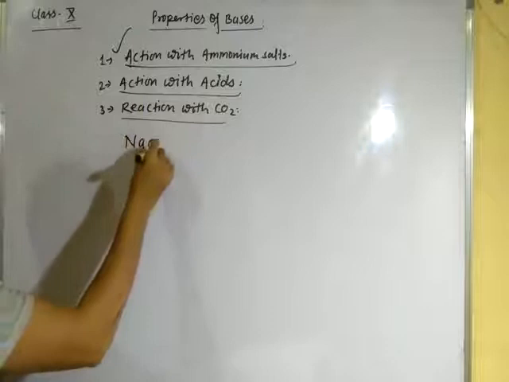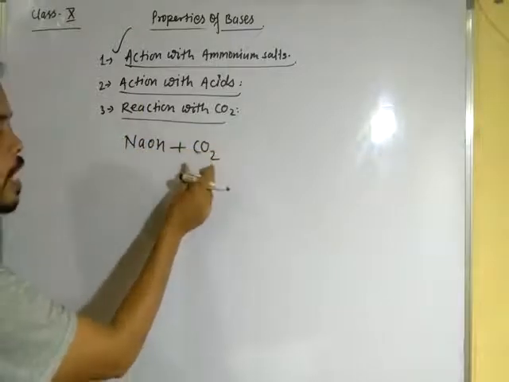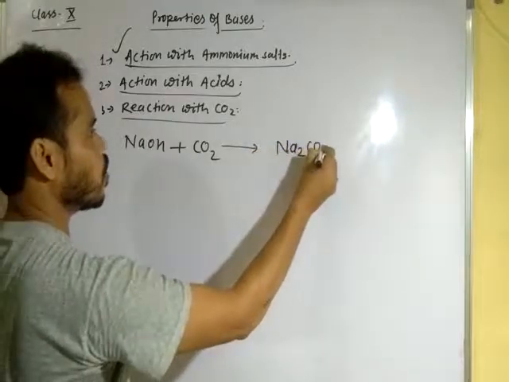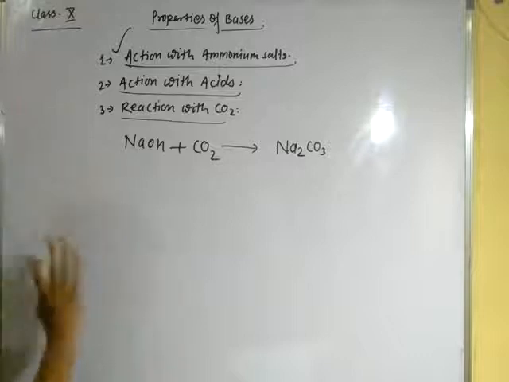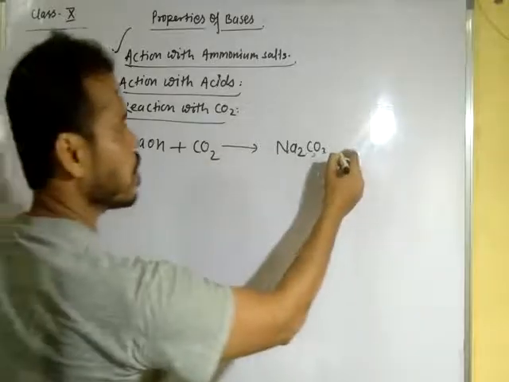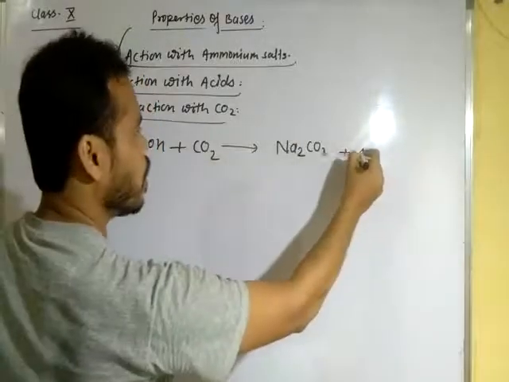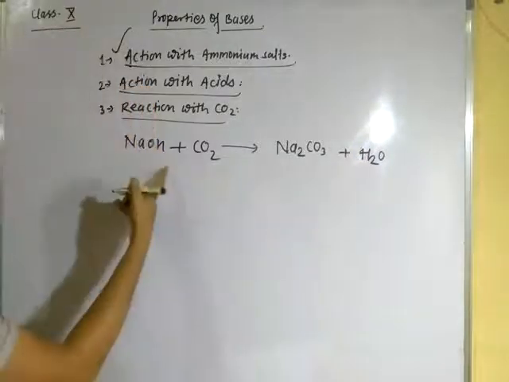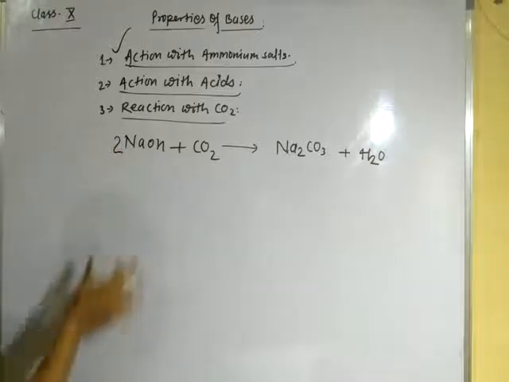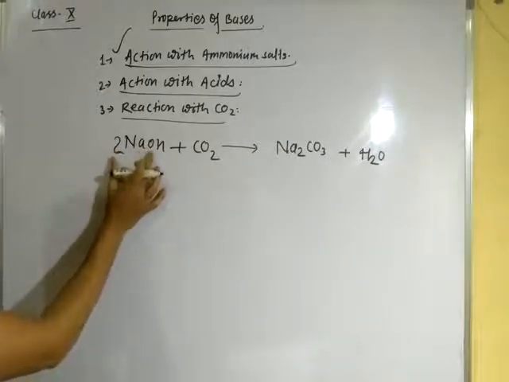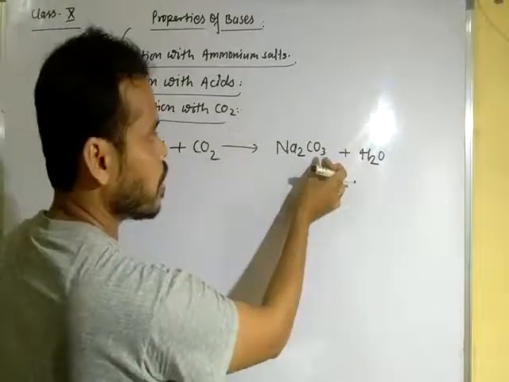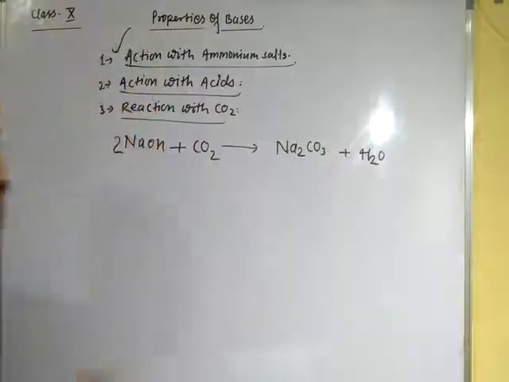When sodium hydroxide absorbs atmospheric carbon dioxide, it forms sodium carbonate, Na2CO3. Clear, dear student? But here hydrogen is remaining, so hydrogen forms H2O with oxygen. Now to balance this reaction, here there are 2 sodium atoms, so react with 2. Count hydrogen and oxygen atoms on both sides. This reaction is a balanced reaction.